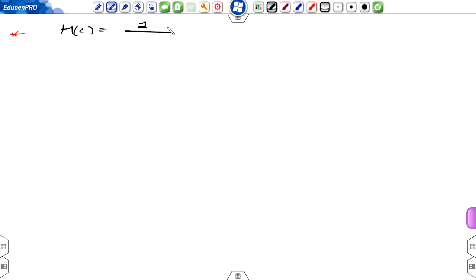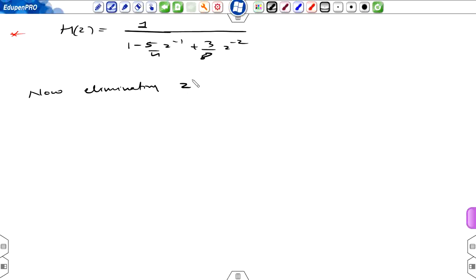Hz was equal to 1 divided by 1 minus 5 by 4 Z minus 1 plus 3 by 8 Z minus 2. Okay, now eliminating Z minus 1 as well as Z minus 2.